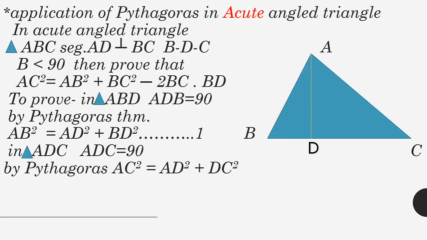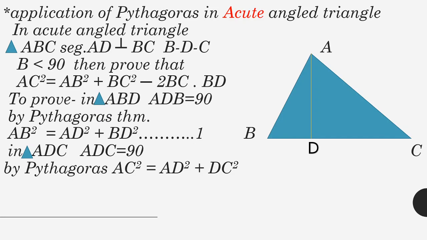the relation between the side opposite to an acute angle and the remaining two sides with the help of Pythagoras theorem, and also the relation between the side opposite to an obtuse angle and the remaining two sides with the help of Pythagoras theorem.